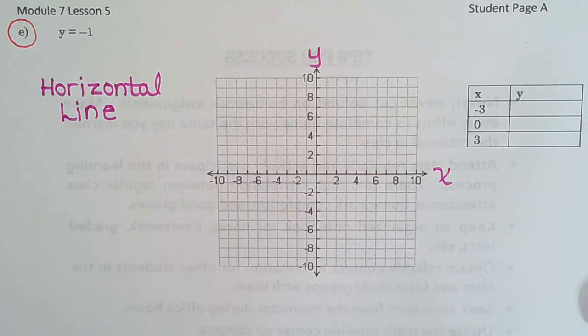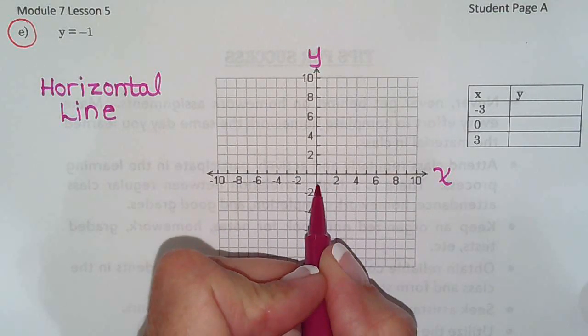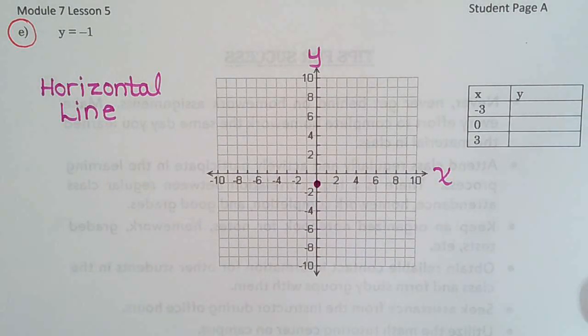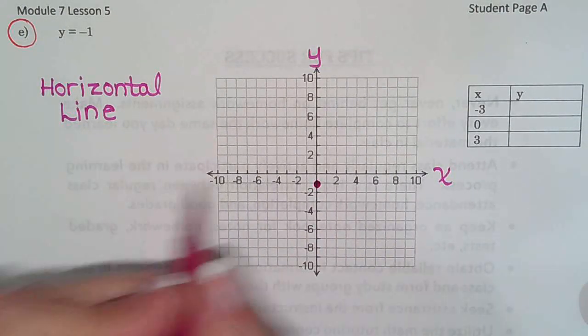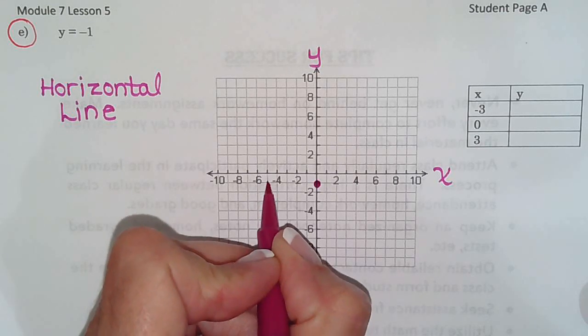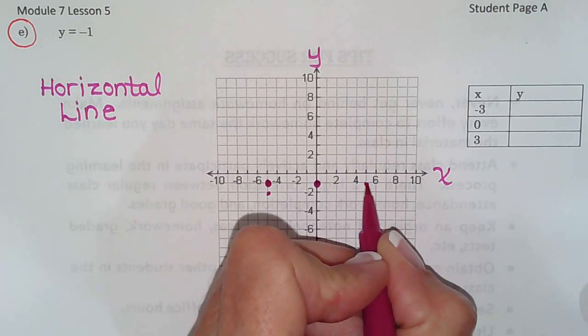So it's horizontal and it passes through at -1. And I know Alex makes you make another point. You can pick any point you want. You could pick off the line, you could pick that point, you could pick this point.